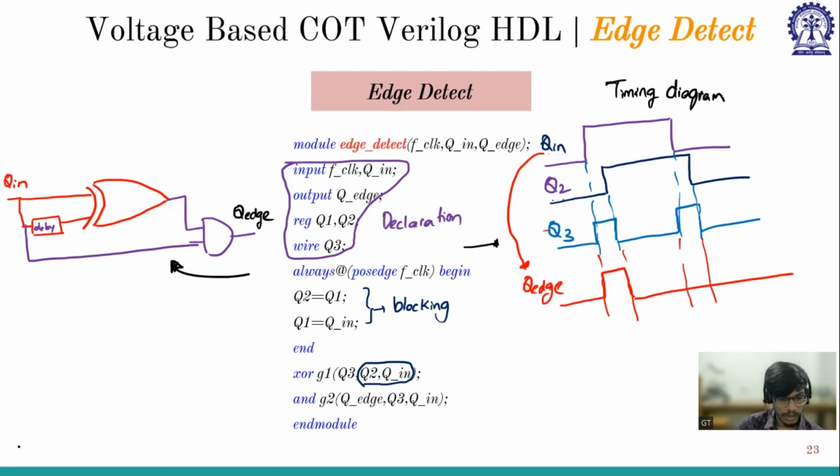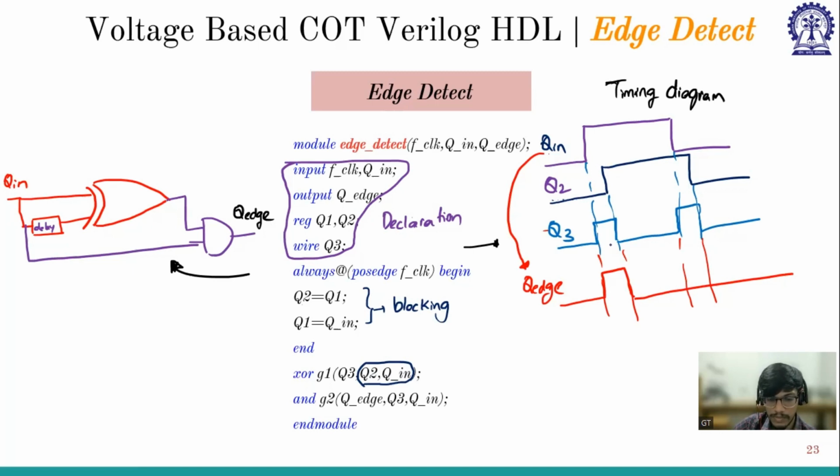But when Q2 is equal to 0 initially, say in loop number 1, we are entering Q2 is equal to Q1. Initially all Q1, Q2 are 0. So Q2 is equal to 0. And then Q1 becomes Q in, which becomes Q2 in the next cycle. So at this instant, Q1 has become Q in. Now in the next cycle, Q2 is becoming Q1, which is Q in. So that is how this delay is happening.